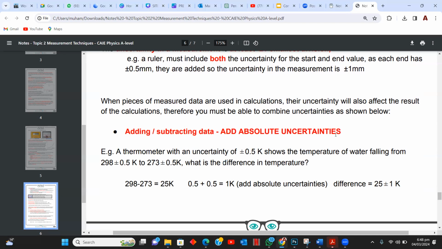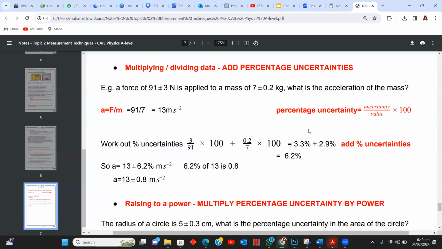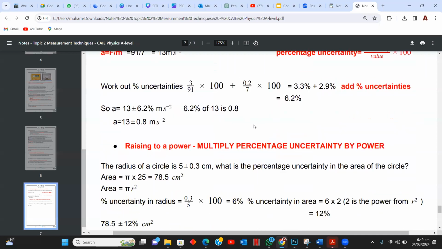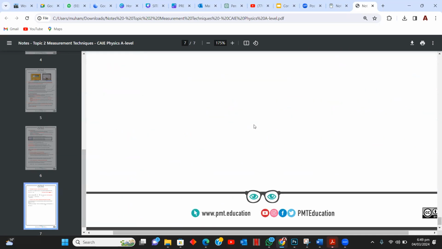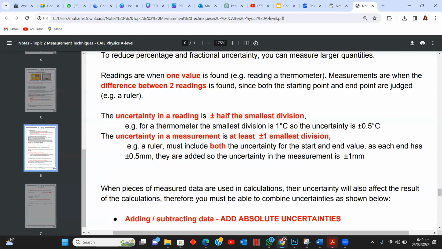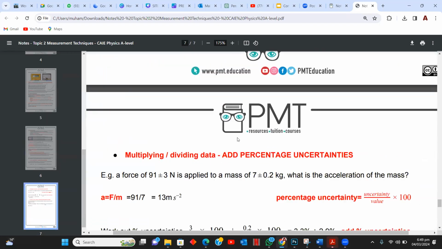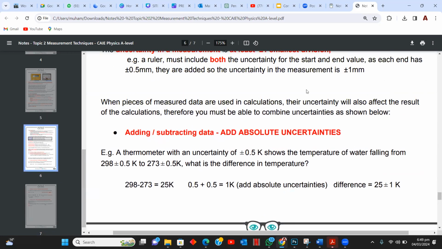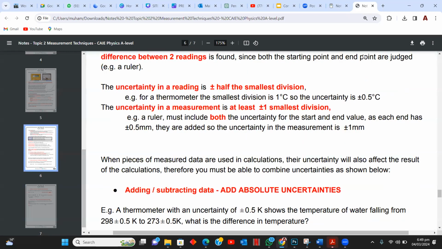Now, adding and subtracting absolute uncertainties. We're not going to start this today because this will get a bit overwhelming for you. If I did it today, it would be too much, so we're going to keep this particular topic for tomorrow. But I'll be sharing this document with you so you can give it a read to understand this in a better way.